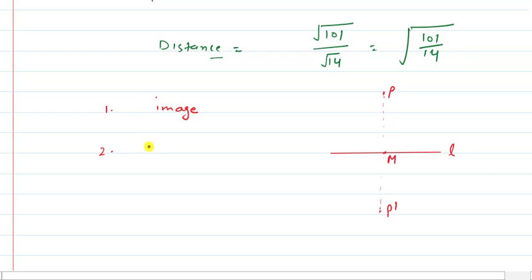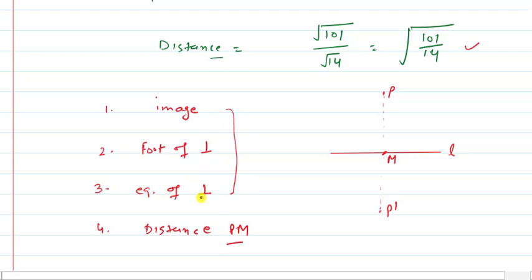Number 2, we need to calculate foot of perpendicular, means we need to calculate coordinate of point M. And number 3, we need to calculate equation of perpendicular, means we need to calculate equation of line PM. And number 4, we need to calculate distance PM. So distance PM we have also calculated by using the direct formula. But if we need to calculate distance PM with the combination of any one of these three, then we should go with another method. So with one example, let me explain this method.